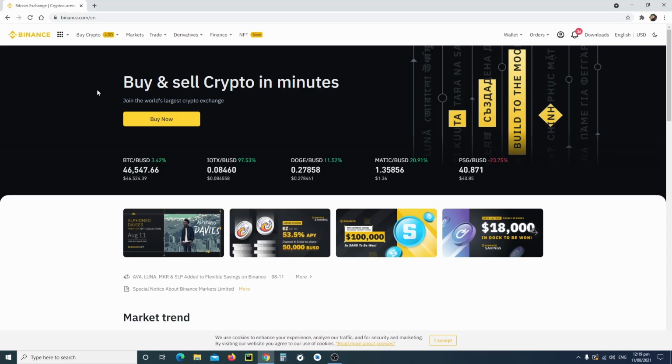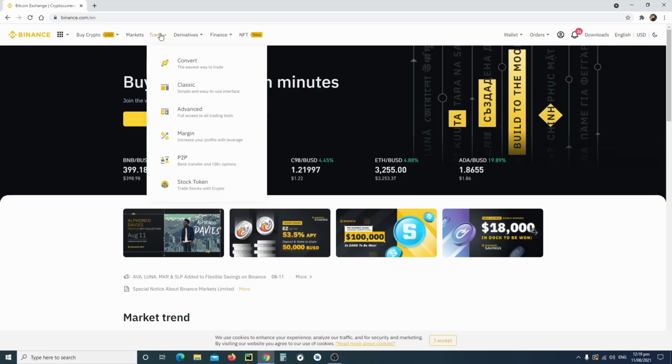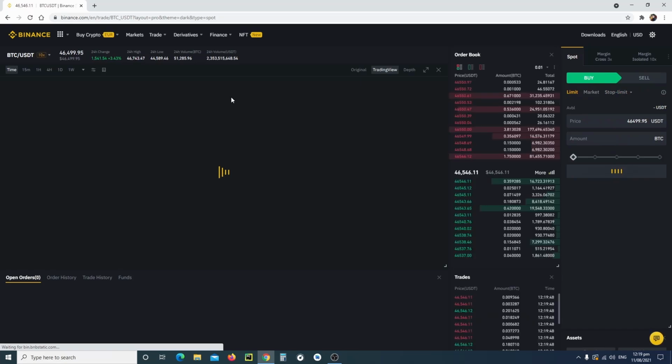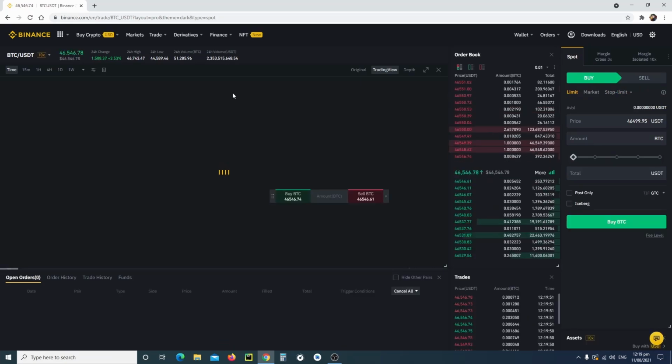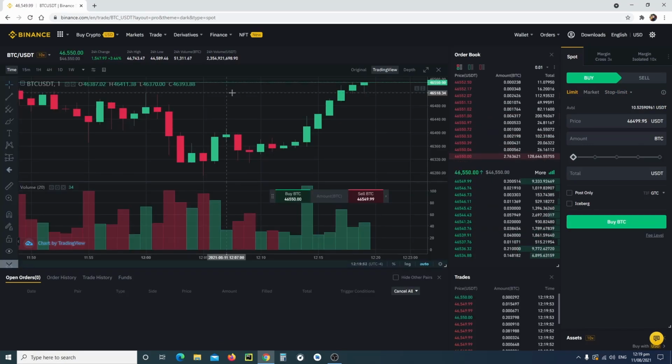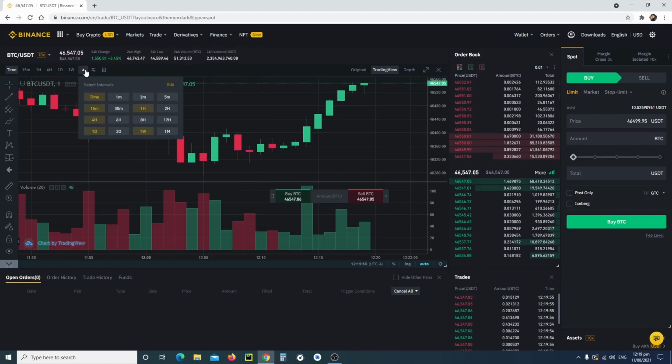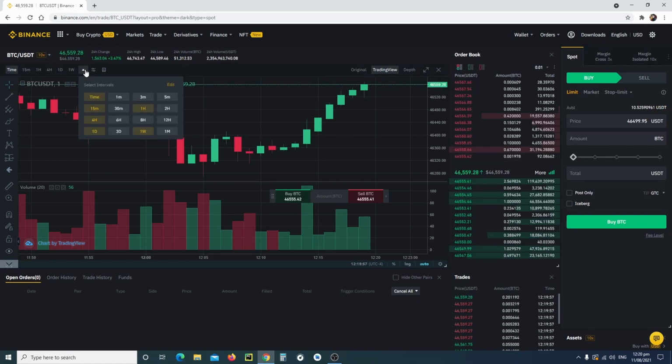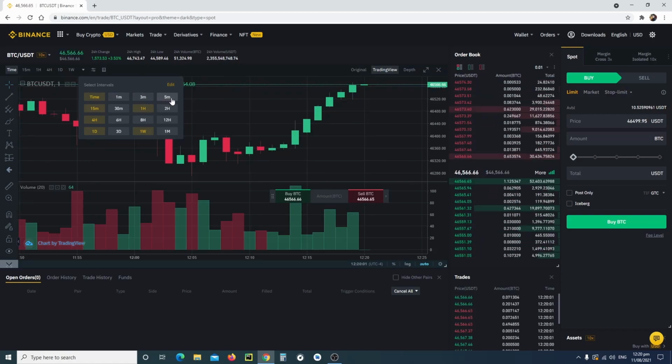So let's start this one off. Firstly, we're going to go into trade. Once you sign in to the app, you're going to select advance. Once you're in advance, you're going to select the interval. We're going to use 5-minute trades, so I'm going to select 5 minutes.